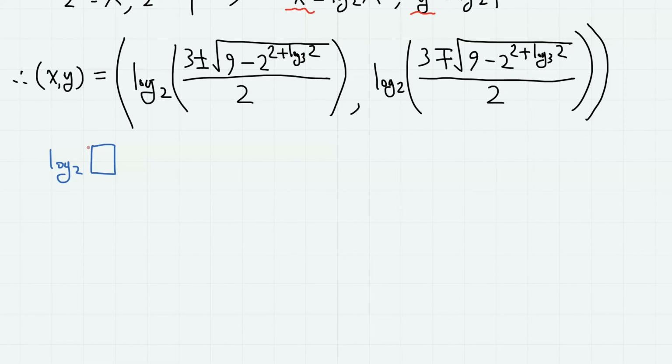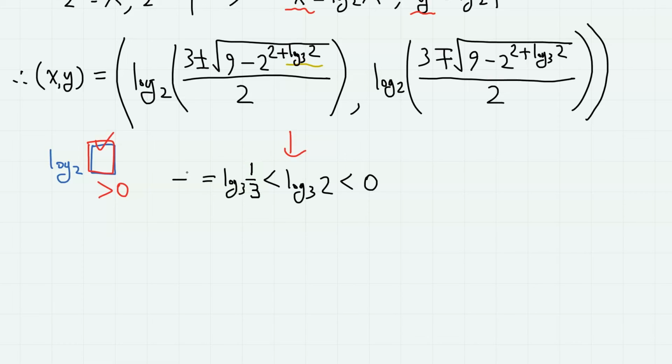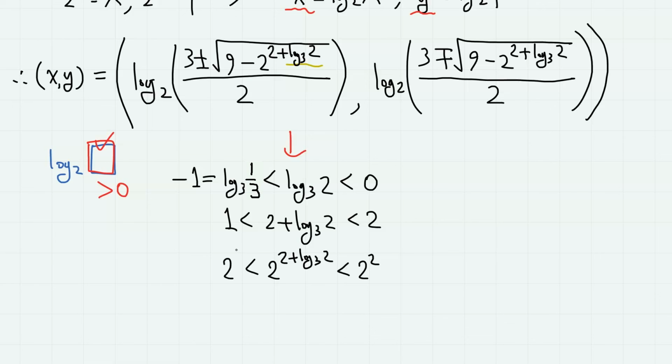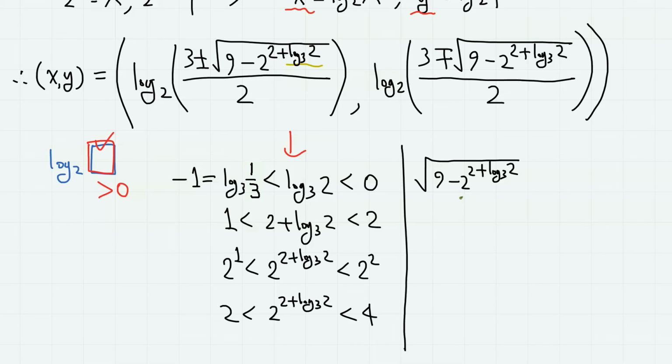Now remember that in order for log of something to be defined, this argument must be positive. And here, log base 3 of 2 is clearly negative, but is still greater than minus 1. Therefore, if we add 2, then we have this less than 2 and greater than 1. And if we raise it to the power of 2, we have less than 2 squared and greater than 2 to the power of 1. So we have this greater than 2 and less than 4.